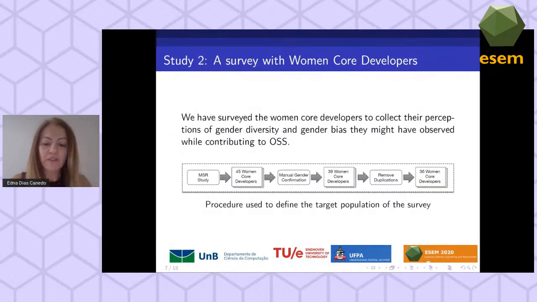In the second study, we have surveyed the women core developers we have identified in the first study to understand their perceptions about gender bias in open source communities. We have identified 45 women core developers. We could not confirm the gender of six of them. Moreover, among the 39 women core developers, three of them are core developers contributing to two projects in our data set. So our target population has 36 women core developers. We have contacted them by email. Over a period of 3 weeks, we have received the answers from 35 of these developers.